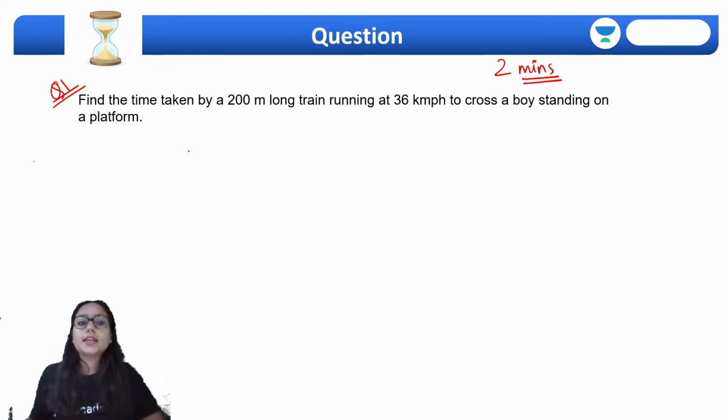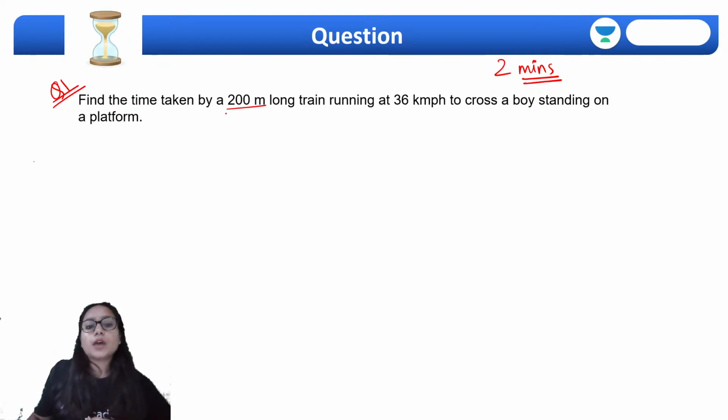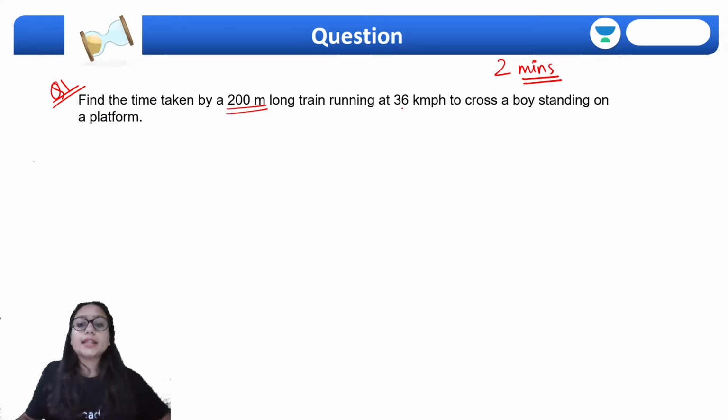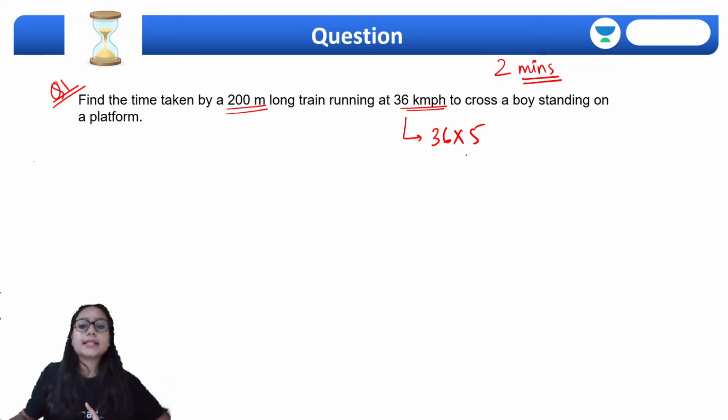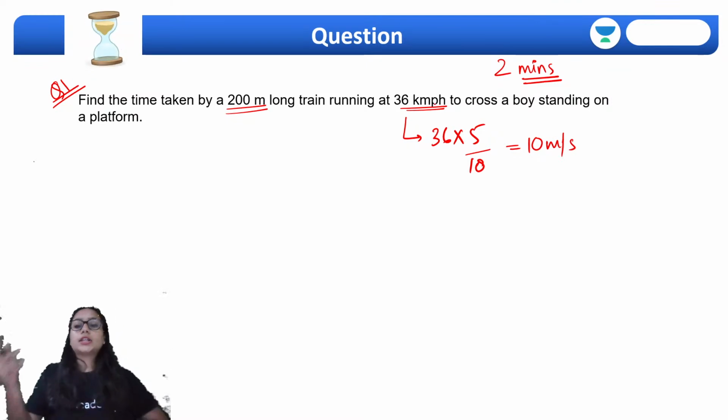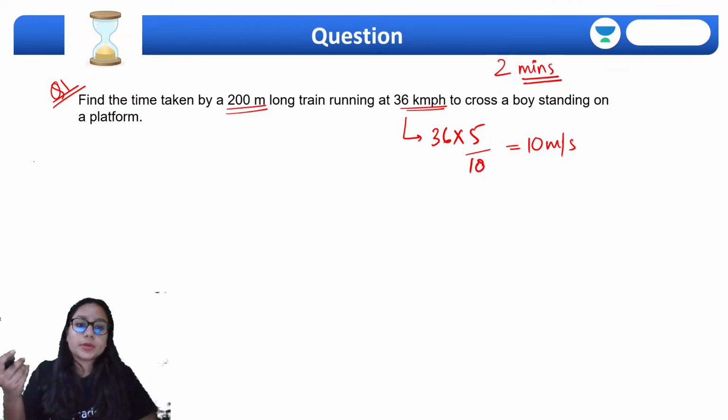Okay, let's see. So time taken by a 200-meter long train running at the speed of 36 km per hour. The length of the train is given in meters, but the speed is in kilometer per hour. So I need to change the speed into meter per second. So let's do that. This will be 36 into 5 by 18. So this will give me 10 meter per second. So 36 kilometers per hour is 10 meter per second.